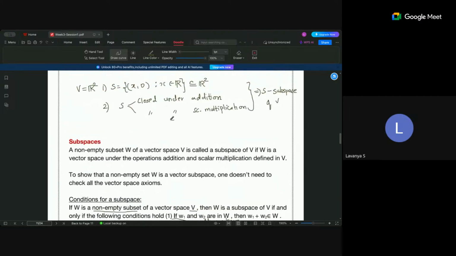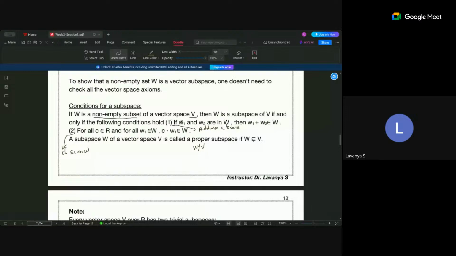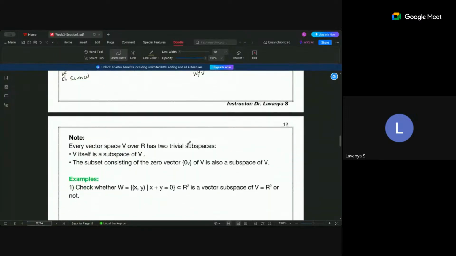So whatever I have said here, we are giving in general terms. That's all. So what are the trivial subspaces for any vector space? The whole space and the zero space. The zero space is just the singleton set containing the zero vector. Okay, fine. Now we will look at some specific examples.